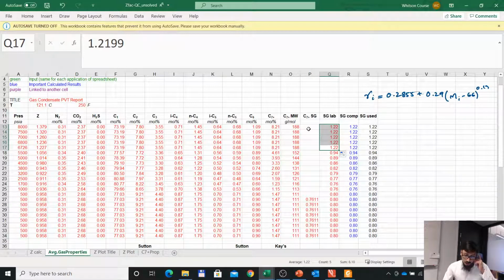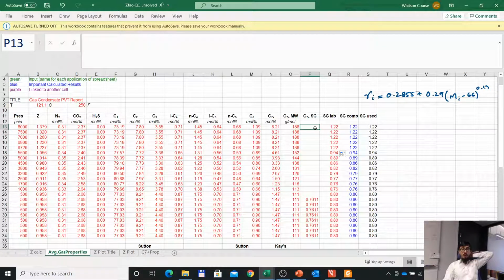And then we have the C7 plus molecular weight in the lab, but we don't have the C7 plus specific gravity. So one alternative there is that we can use some kind of correlation to come up with an estimate of the C7 plus specific gravity.